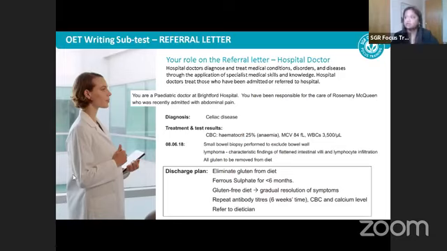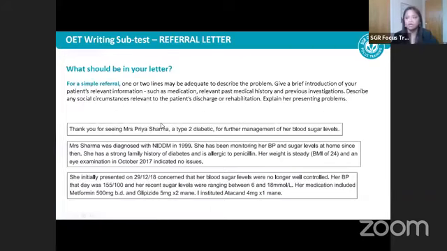So as a hospital doctor, the case note that you will be writing would tend to be a discharge plus referral letter. Okay. So what should you write in your letter? I've mentioned earlier that there are referrals to specialists and referrals to allied health professionals, and these are what we normally call a simple referral letter. You're simply asking for further investigation or further management.